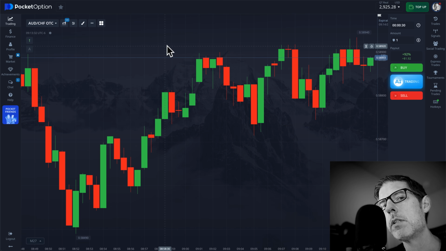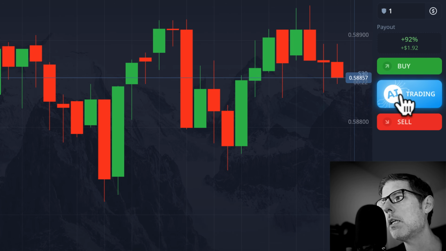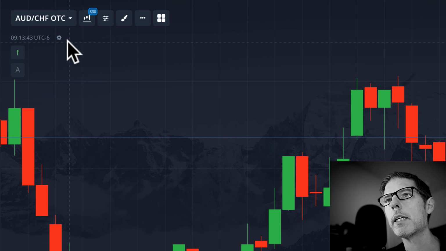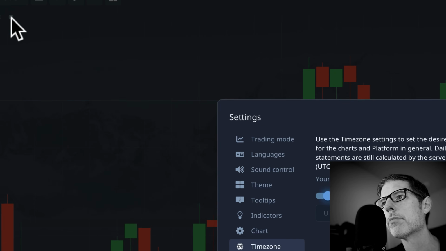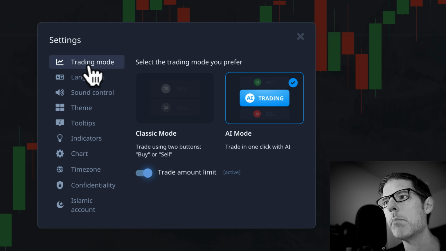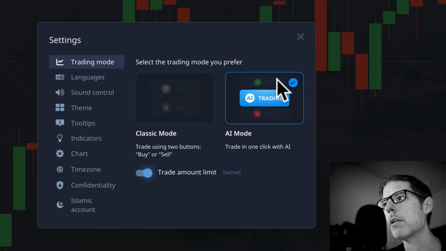Now, for the first step, you must make sure that the AI trading button is visible inside Pocket Option. If you don't see it, then you'll need to come over here to the top left of the chart and click on this gear icon right here. And then, under Settings, click where it says Trading Mode. Now, typically, we do a lot of the trading on this channel using the classic mode, which will only display the buy and sell button. But today, we're going to be using AI. So you must have AI mode selected over here, and then you will see the AI trading button appear.